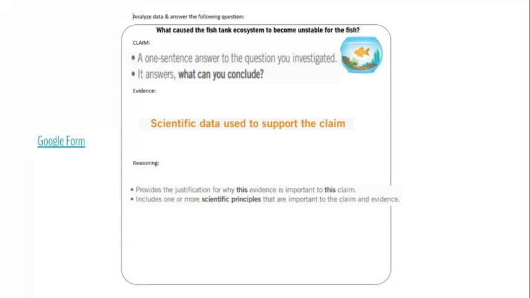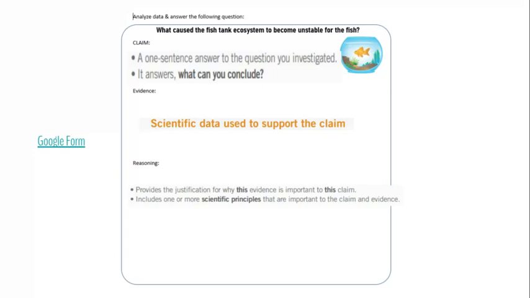And so a claim is a one-sentence answer to the question that we were investigating. And it should kind of be a summary of what you can conclude about this activity. Second is you're going to label some evidence. That would be what scientific data can be used to support the claim. And so you might talk about some of the molecules, or you might talk about some of the ways that it gets converted, or the reasons why it gets converted from the video clip or from the data.